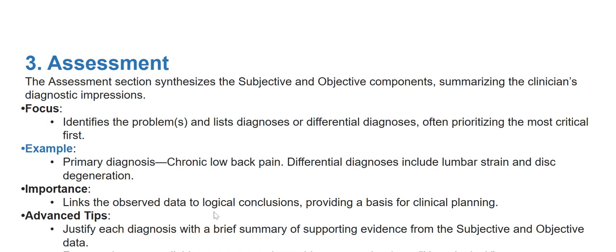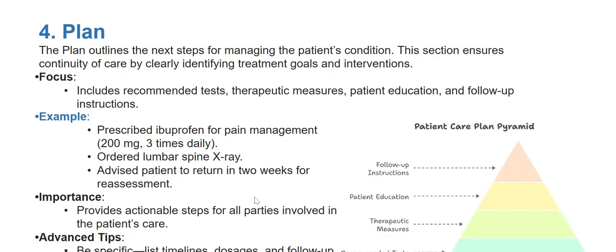The importance here is that it links the observed data to logical conclusions, providing a basis for clinical planning. Advanced tips: justify each diagnosis with a brief summary of supporting evidence from the subjective and objective data. For complex cases, divide assessments by problem categories. For example, neurological as one classification or category, and musculoskeletal, for instance.